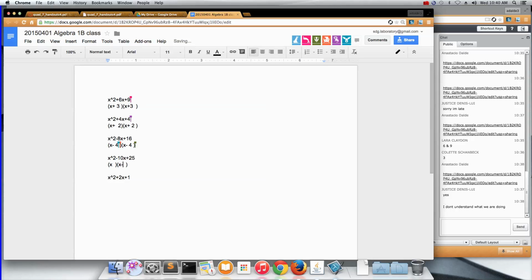Justice, I want you to do this one for me, okay? What two numbers multiply out to be 25 and add up to be -10? You have to tell me two numbers that when multiplied together you get positive 25, but when you add them together you get -10. Can you think of them? This one's actually pretty straightforward.